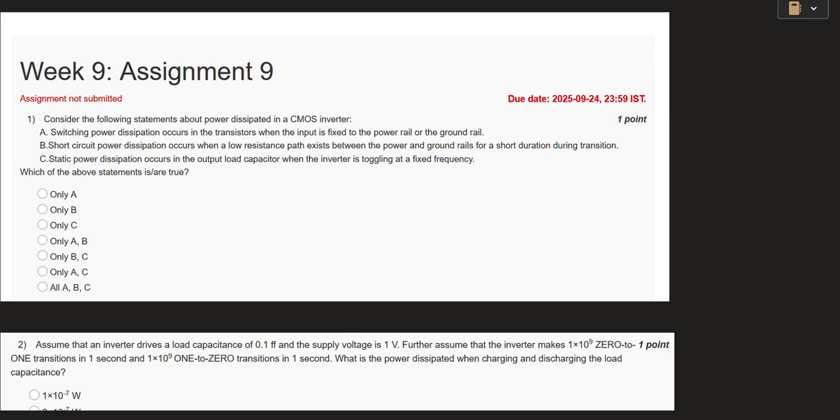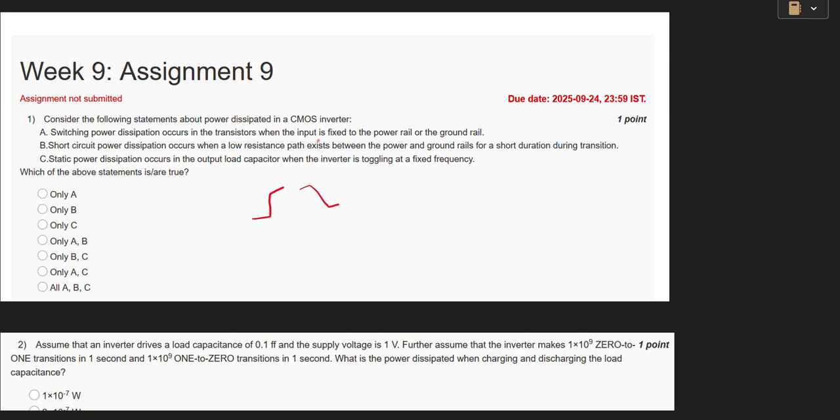Okay, so let's get going with the first question, which is related to the statement about the power dissipation in a CMOS inverter. The first option is: switching power dissipation occurs in the transistor when the input is fixed to the power rail or the ground rail. See guys, what does switching mean? Switching basically means switching from 0 to 1 or 1 to 0, like a transition is happening. Then we say that switching occurs.